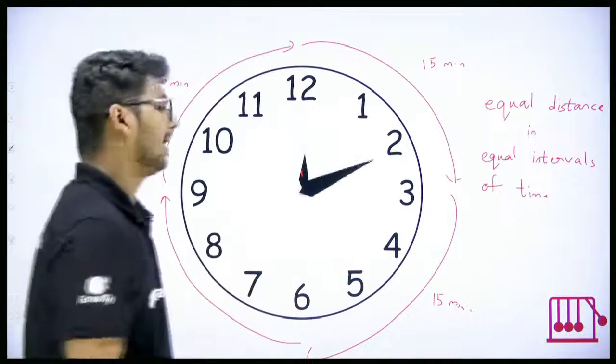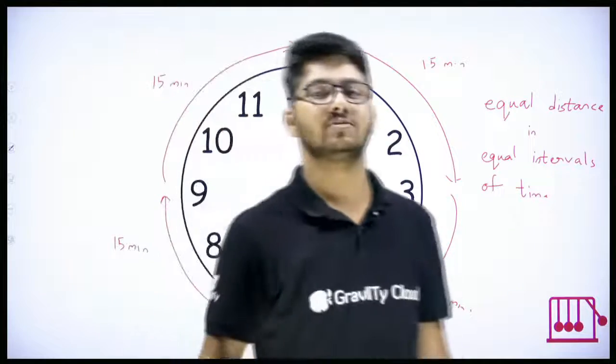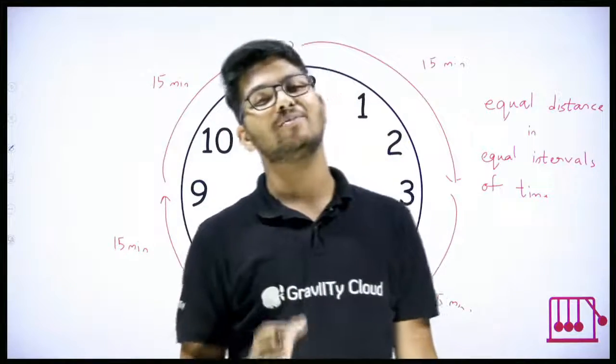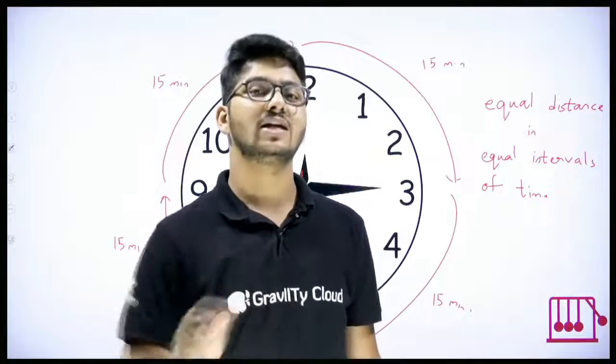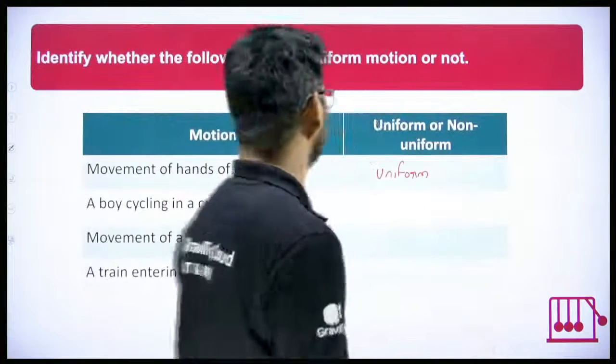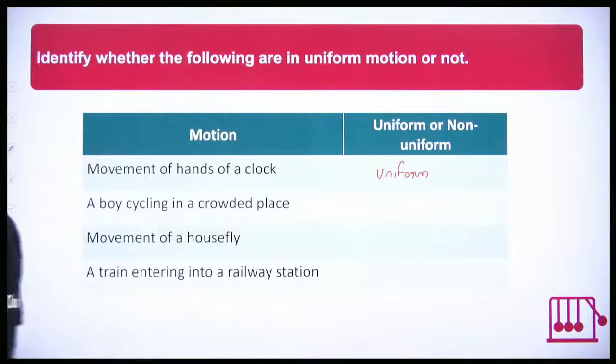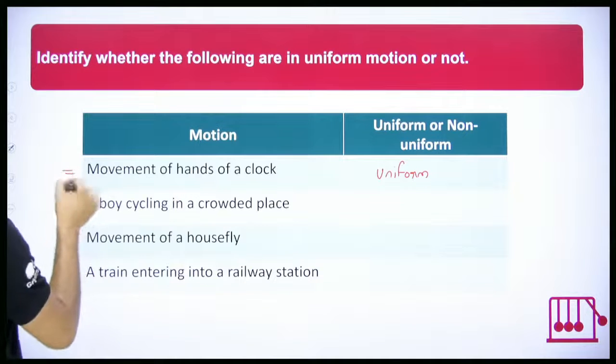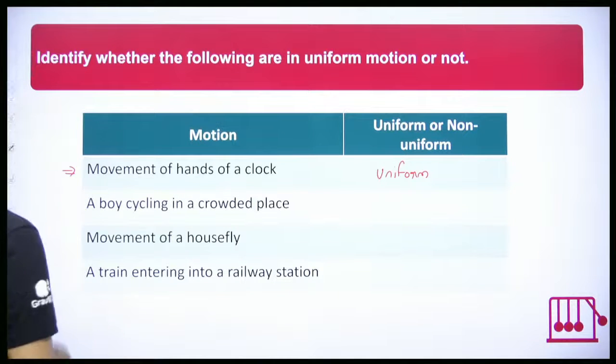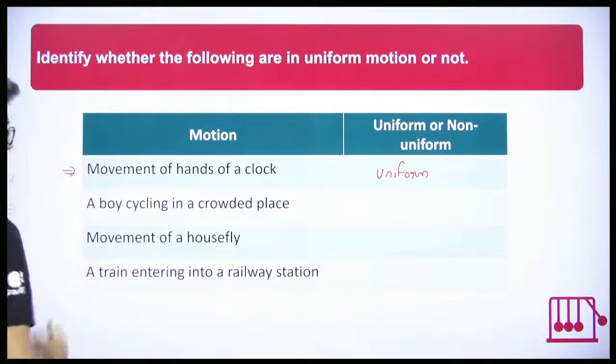Yes. The same happens with an hour hand. The same happens with a second hand. The speed will be equal, that is, equal distances in equal intervals of time. So this is what a uniform motion is. Movement of hands of a clock is what? Uniform motion.